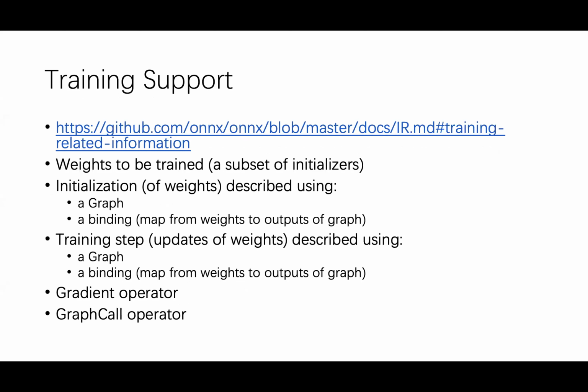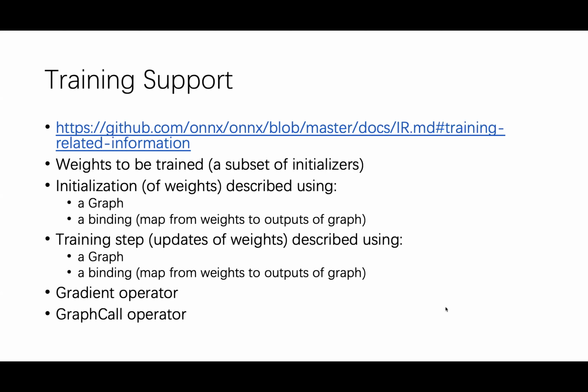There's going to be a later presentation by Svetlana covering the training support in ONNX. So I will just give a very brief view at this point. The extension is a backward compatible extension of the ONNX proto format. It allows users to describe the key ingredients of a training spec, namely, it allows us to identify a set of weights that need to be trained, and it allows us to describe how the weights should be initialized. It allows us to describe how the weights should be updated in one training step.